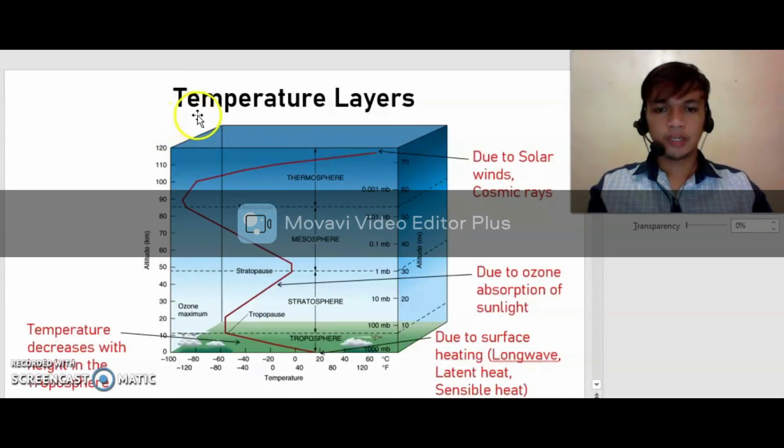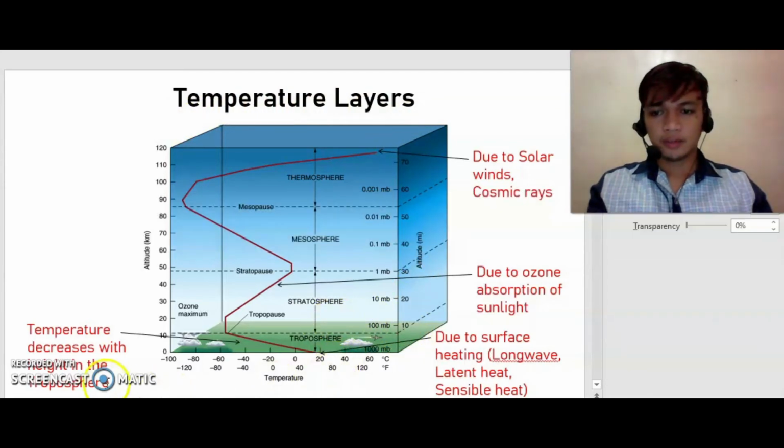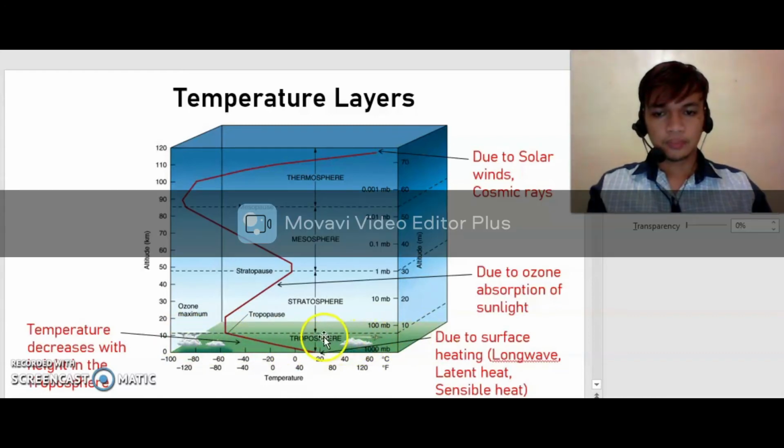Here are the temperature layers across the different levels of our atmosphere. So let us look at the different regions of the atmosphere. First, the lowest part is the troposphere. Okay, next to the troposphere, no?